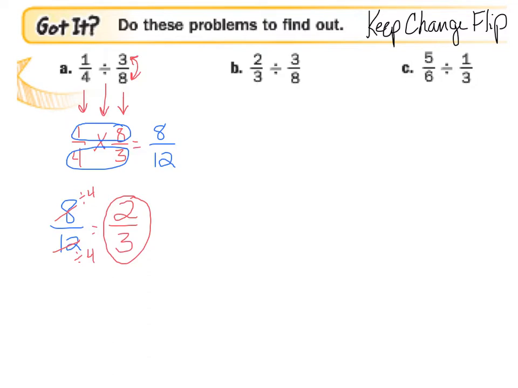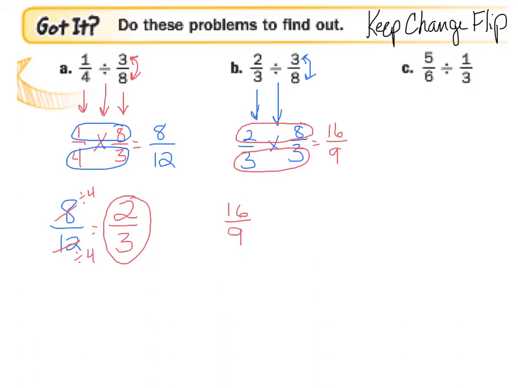Let's try the next one. We're going to keep the first fraction. We're going to change the division to multiplication, and we're going to use the reciprocal, or flip, the second fraction, so it becomes 8 over 3. So now we can multiply. 8 times 2 is 16, and 3 times 3 is 9, and we have an improper fraction. So we need to resolve that. We can't leave it like this.